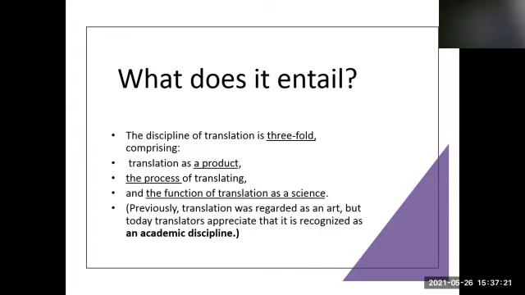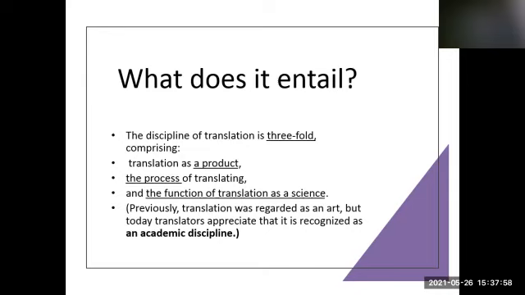Translation in the past was merely regarded as an art, a talent. You have the talent for translation. But nowadays, in modern times, translators understand very well that translation is recognized as an academic discipline. It's not an art. Of course, you must have the talent and the desire to do that, but it is an academic discipline. It is a scientific operation.